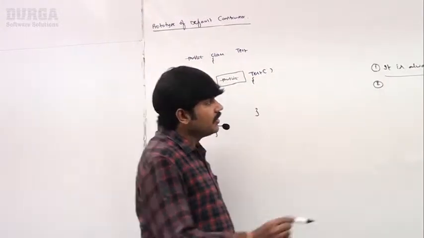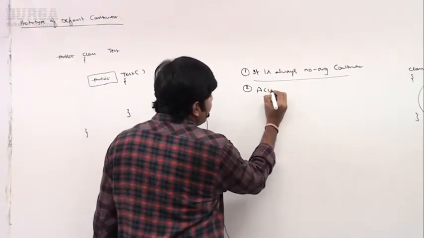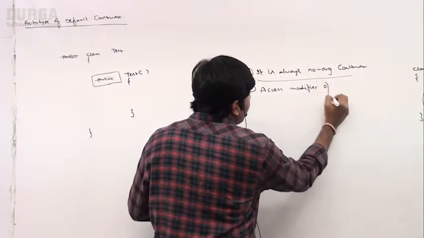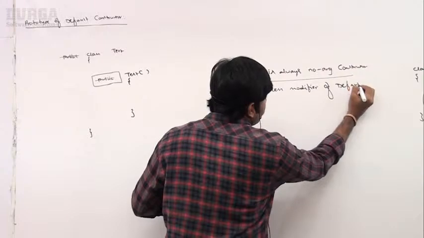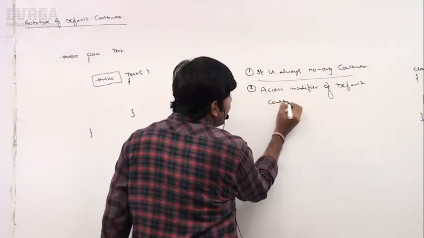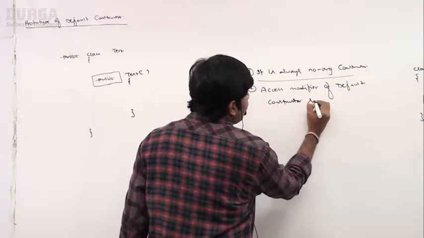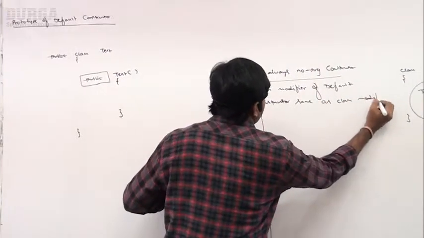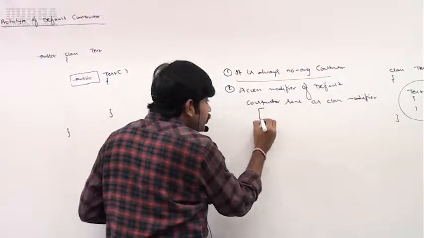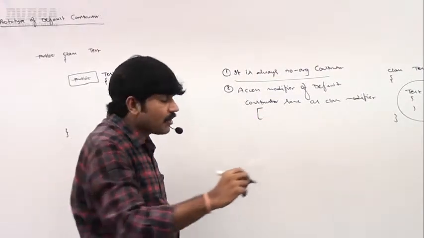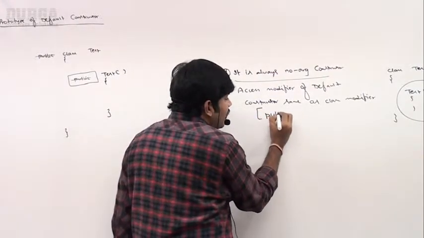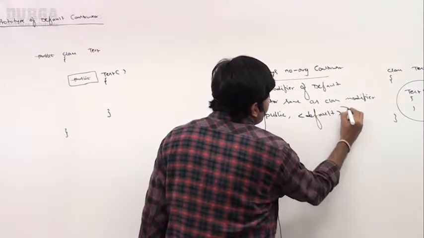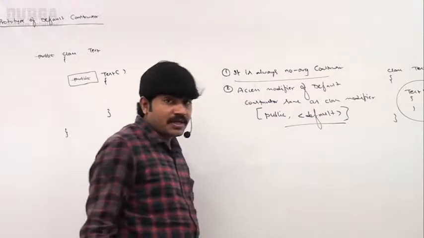What is the second rule? Access modifier of default constructor is the same as class modifier, right? But make sure this rule is applicable only for public and default.